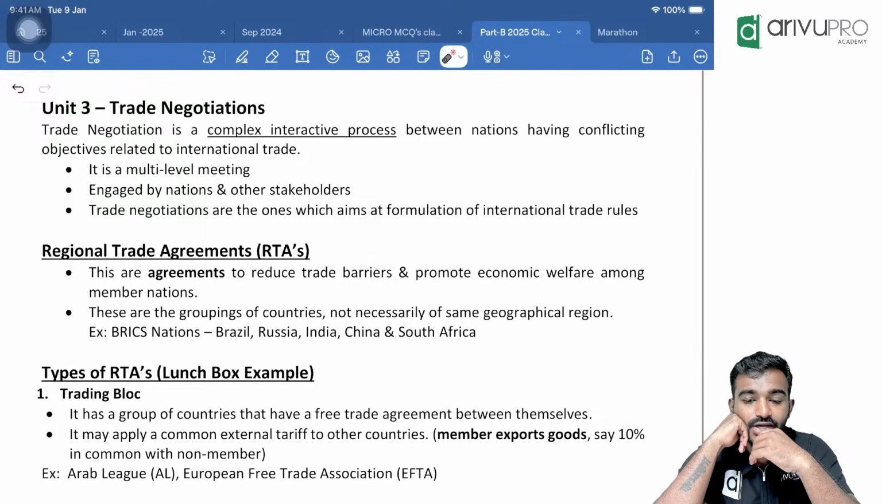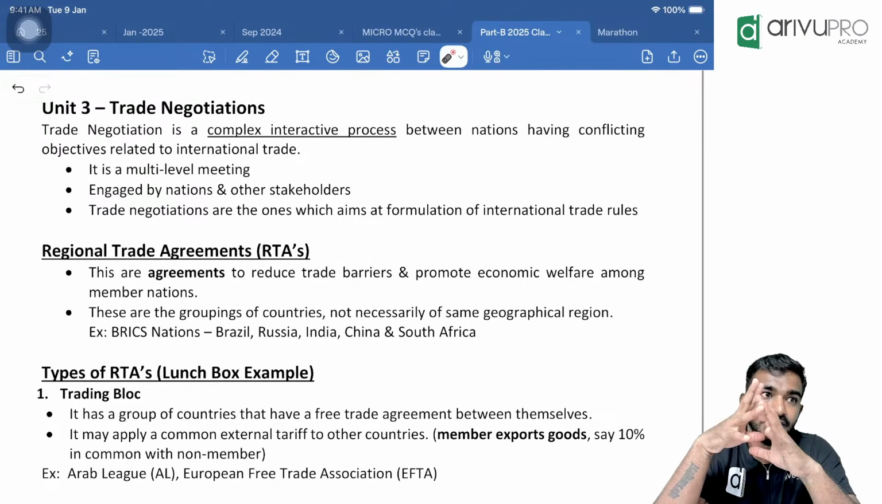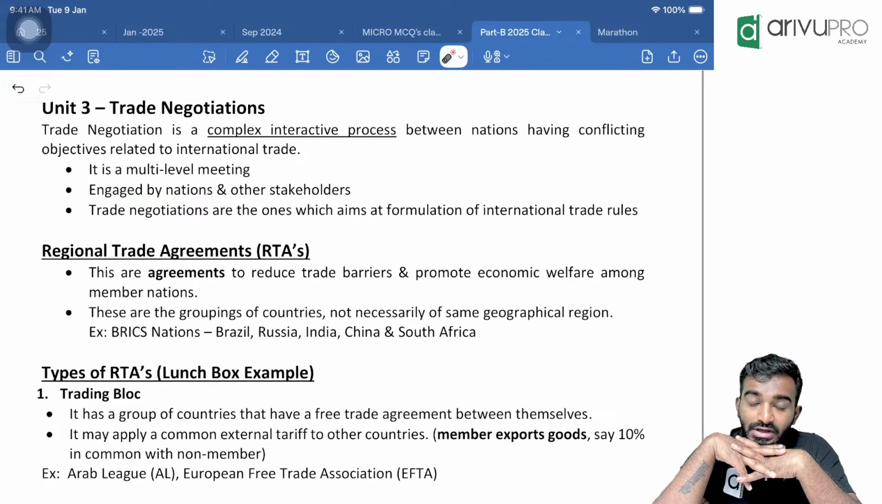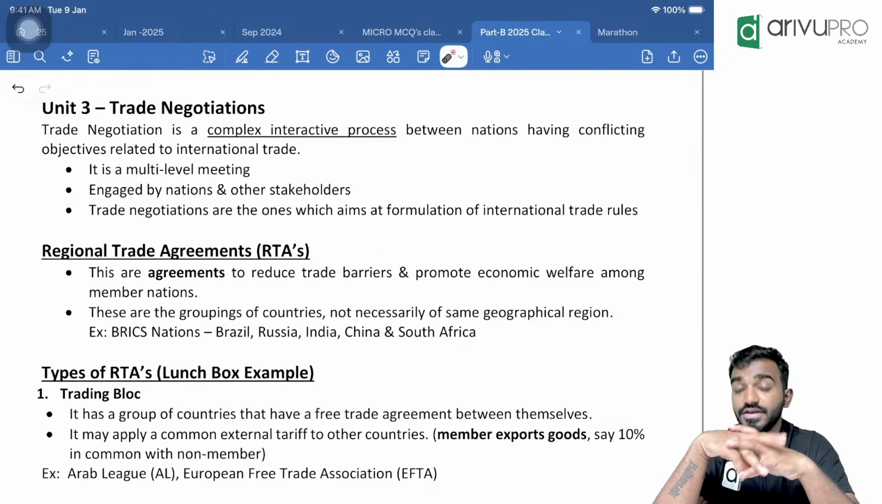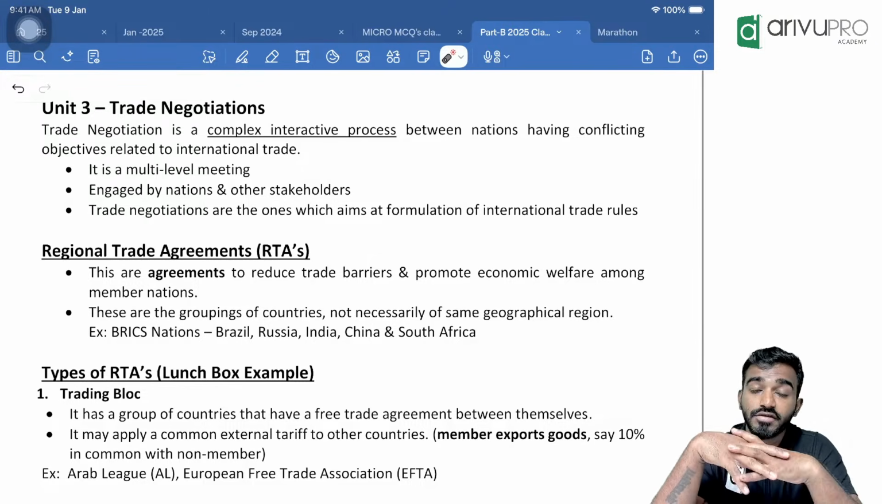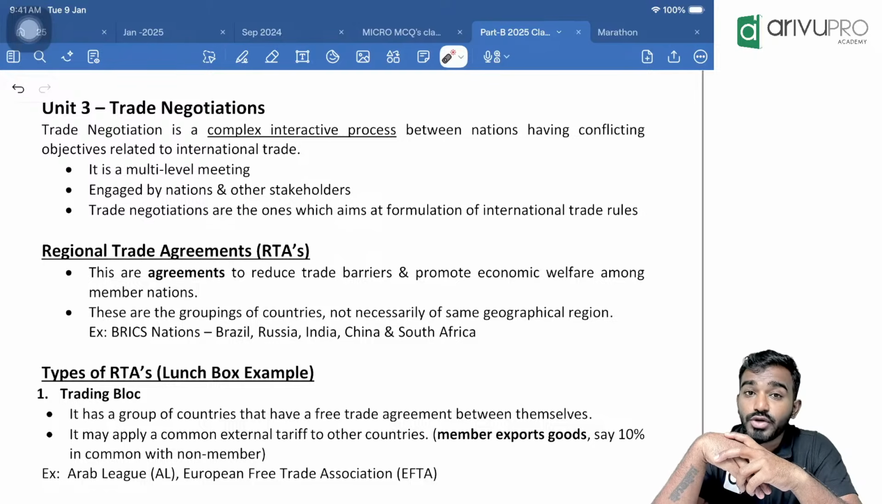Okay, trade negotiation. If you remember, in unit 2 I spoke about bounded tariff between WTO members. We have a legal agreement; we cannot raise it beyond that. If at all we have to raise it, we need to sit and negotiate in front of the WTO and we have to compensate them.